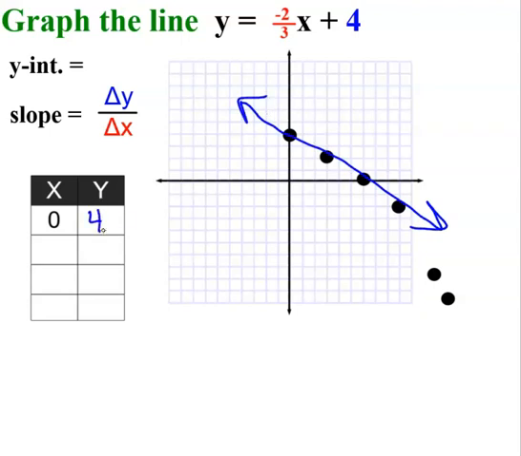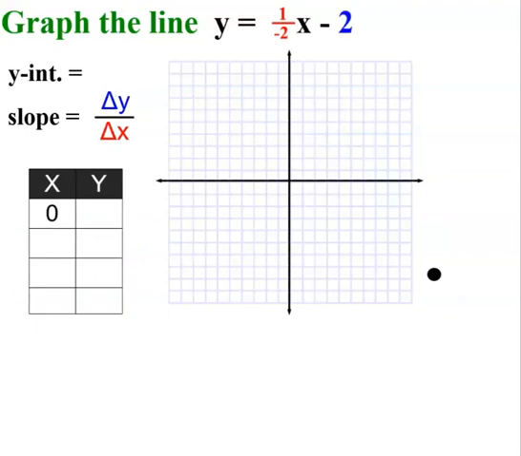If you'd like, you can use the pattern over here to create points in a table. So we would minus 2, minus 2, minus 2, and plus 3, plus 3, plus 3. Those are other ways you could determine the points. All right, let's look at a few more.